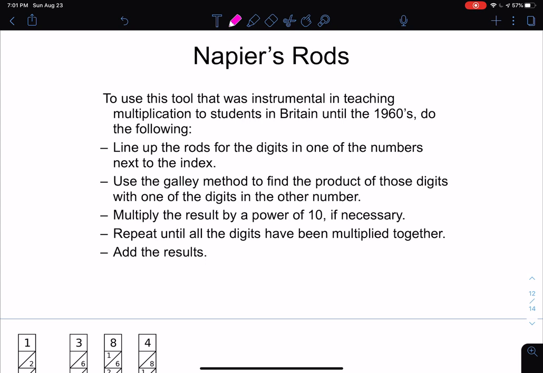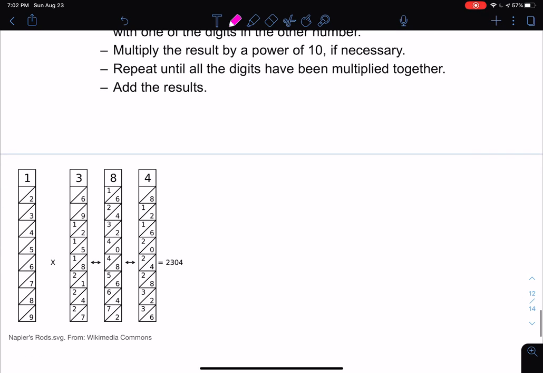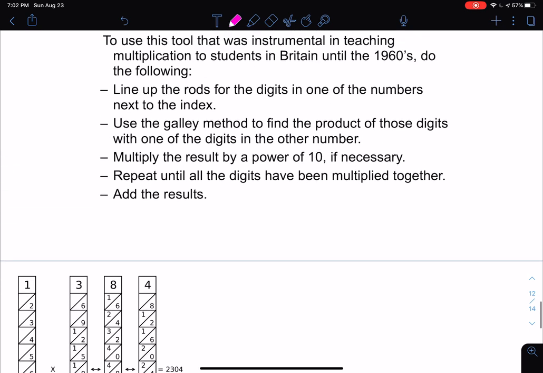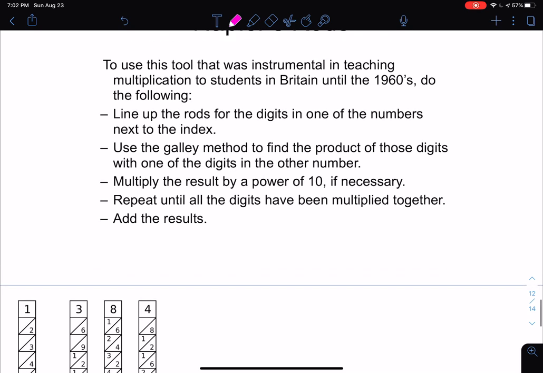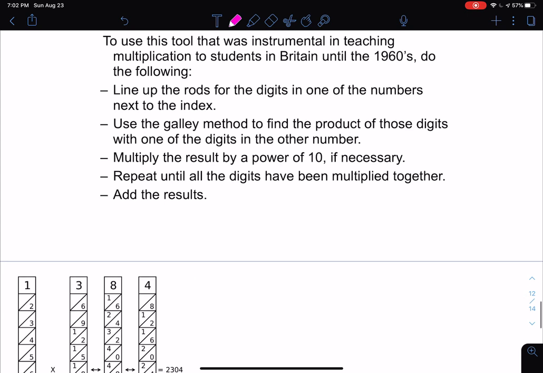You line up the rods for the digits in one of the numbers that you're trying to multiply next to something called the index rod, which in this example, the one rod is the index rod. Usually it doesn't say one though. Usually it says something like index. You use the galley method to find the product of those digits. And if you need to, you can multiply the result by a power of 10. You repeat until all the digits have been multiplied together. Add the results.